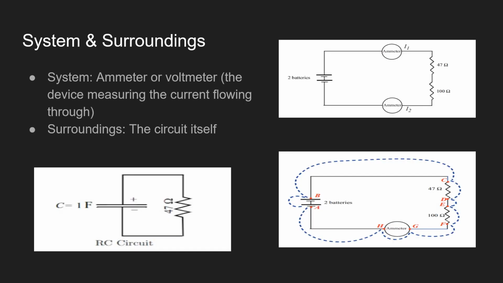For the systems and surroundings, the system was an ammeter or voltmeter, the device measuring the current flowing through, and the surroundings was the circuit itself, as you can see in the pictures on this slide.